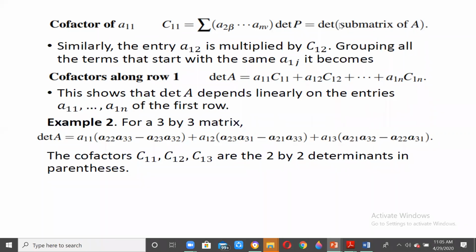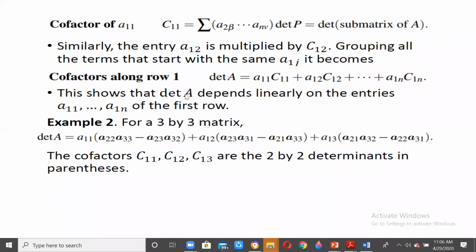So it just gives us the determinant of the submatrix of A. C11 will be the submatrix of A. The cofactor of A11 will be the determinant of the submatrix of A. Similarly, the entry A12 is to be multiplied by C12, and grouping all the terms that start with the same A1j, it becomes the cofactor along row 1. That is, determinant of A is equal to A11 C11 plus A12 C12 plus dot dot dot plus A1n C1n.